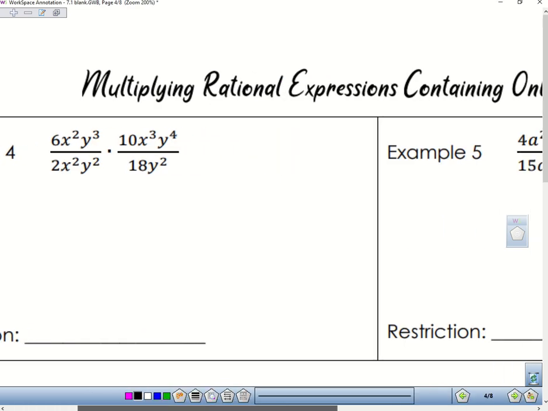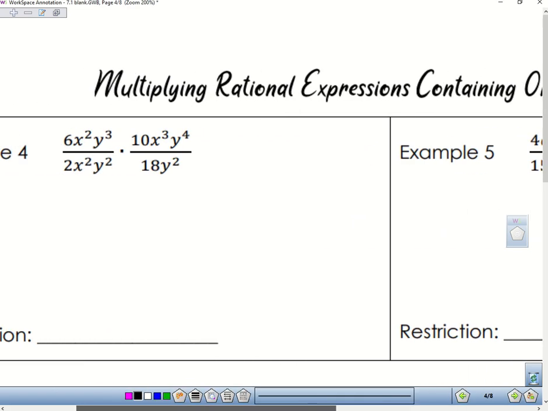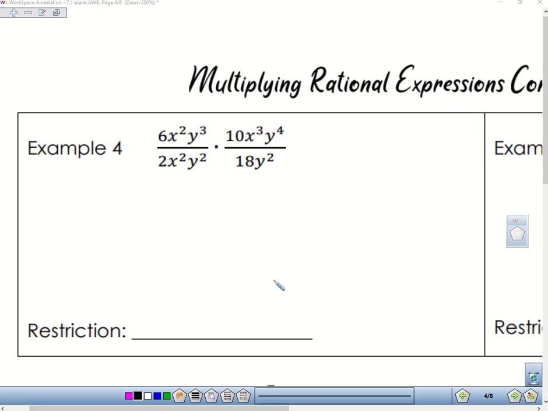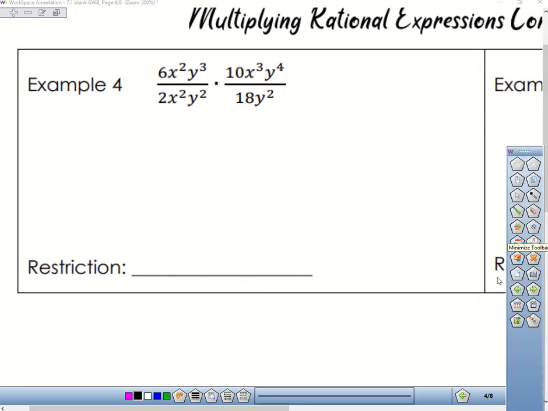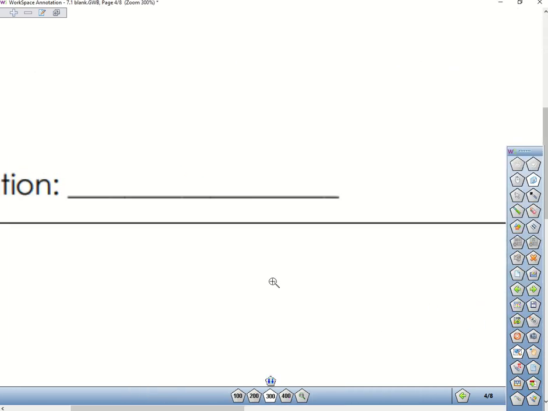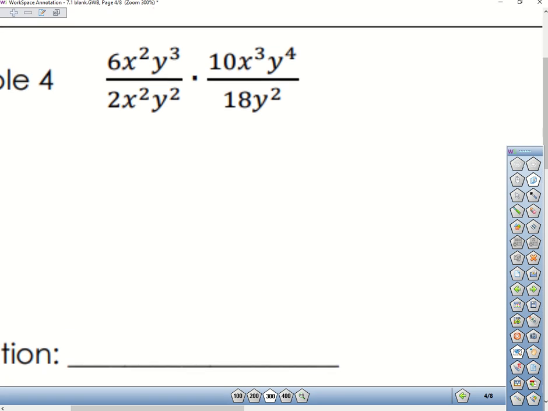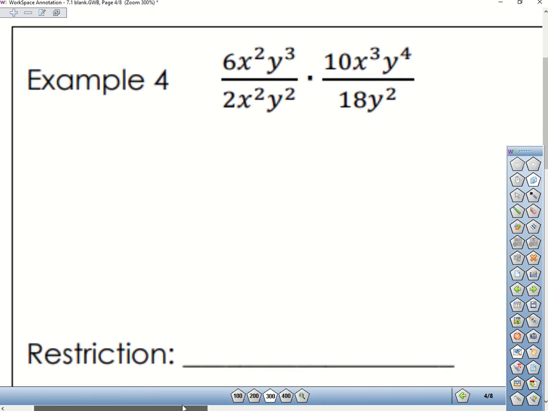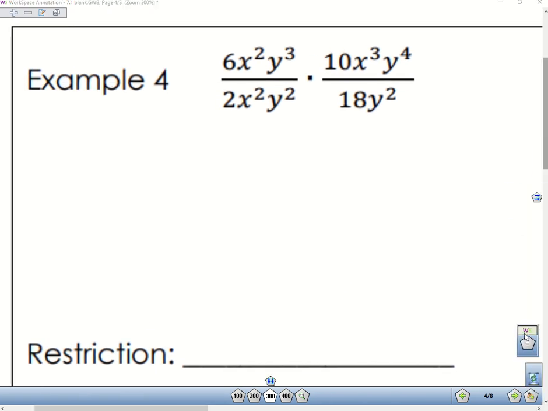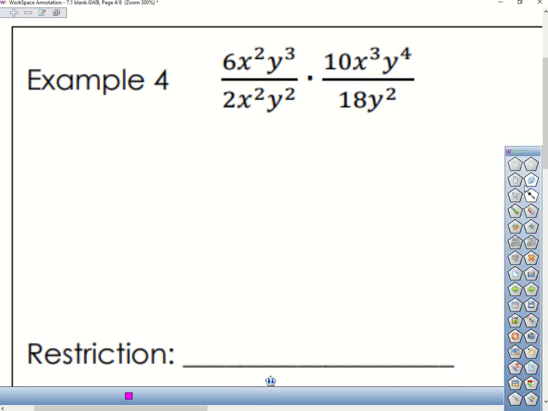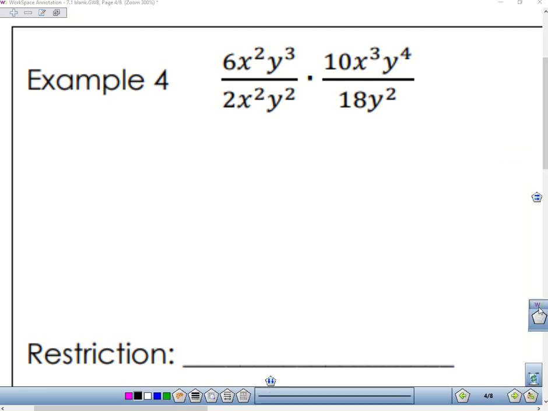So this is multiplying rational expressions containing only monomials. There are two ways to do these problems, and I'm going to show you one of them doing both ways so you can see it. Okay? So the first thing you want to do, now you can either find your restrictions before you multiply them or after you multiply them, but it needs to be done before you cancel anything out. That's the main idea. You can't cancel anything until you find your restrictions.